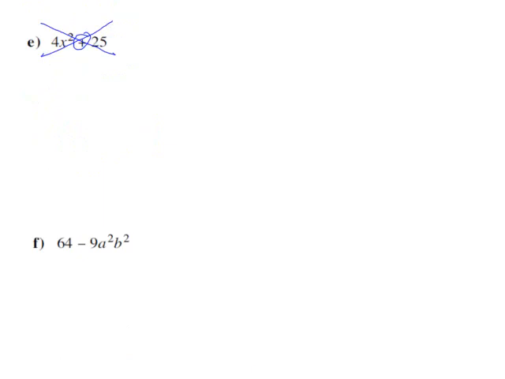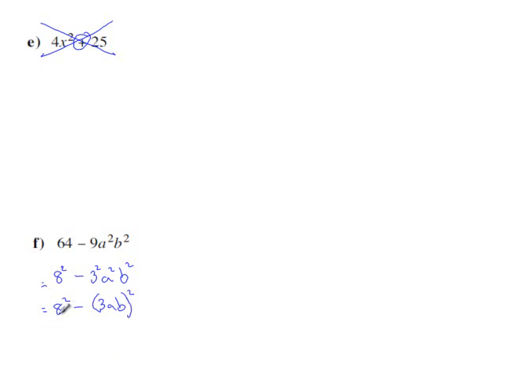And last question, F. 64, we can write that as 8 squared. 9a squared b squared. Well, I know that 9 is 3 squared, so I could write that as 3 squared times a squared times b squared. Or in other words, (3ab) squared.